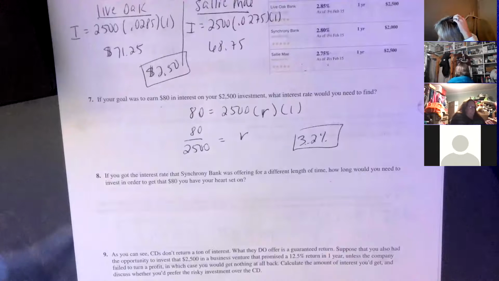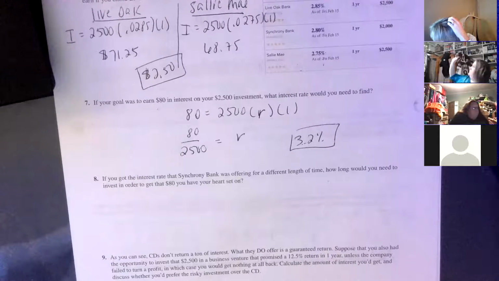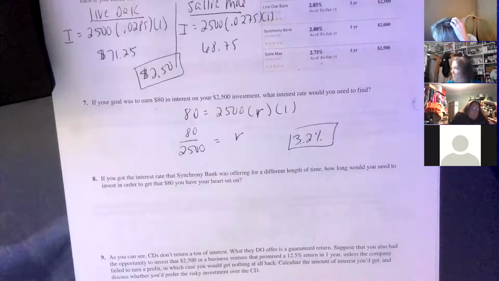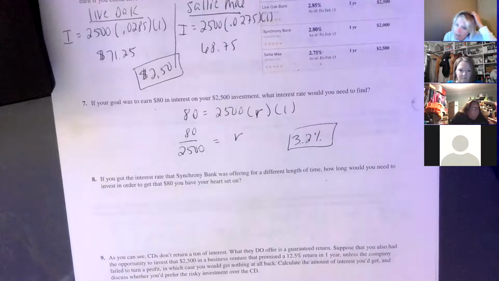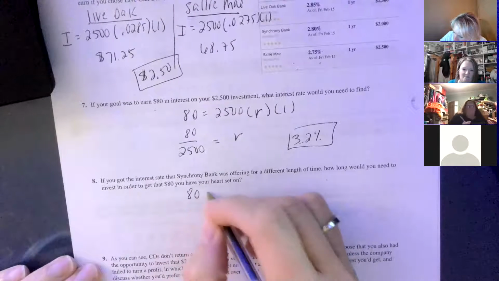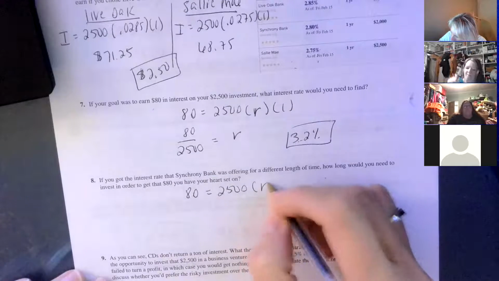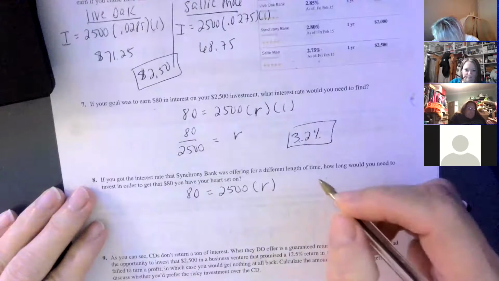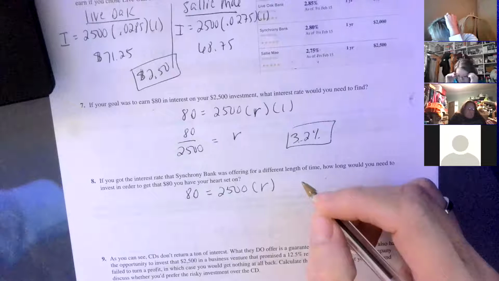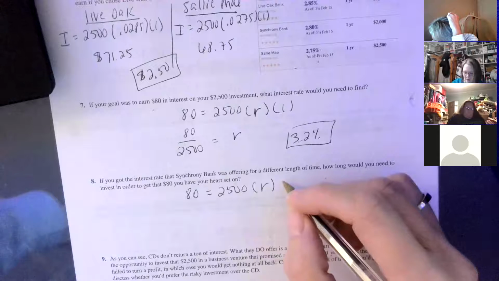If you got the interest rate that Synchrony Bank was offering for a different length of time, how long would you need to invest in order to get that $80 you have your heart set on? My heart's set on the $80. Oh, baby. So we need the $80 and let's see. So they're offering 2.8.